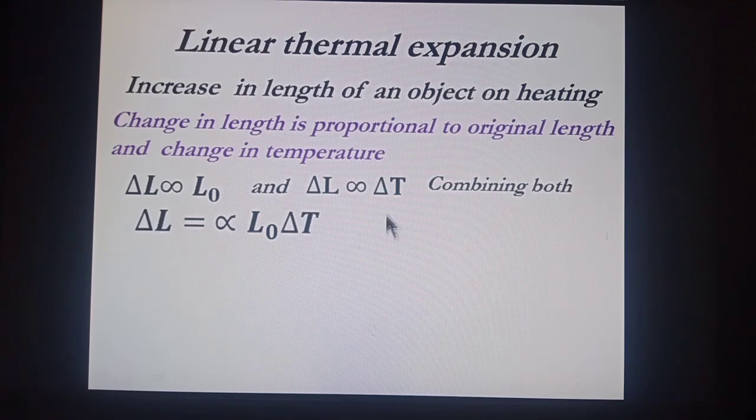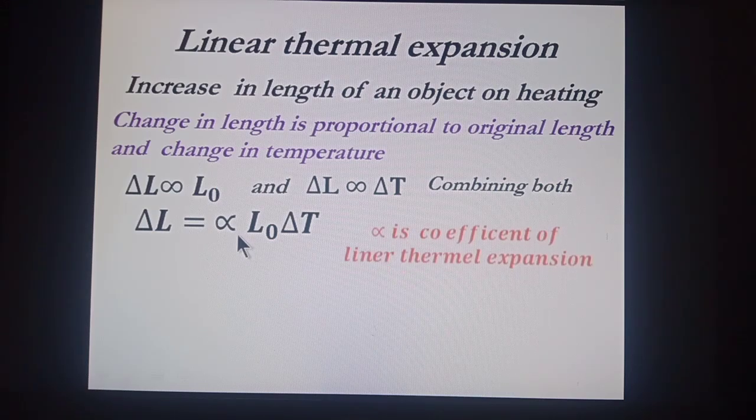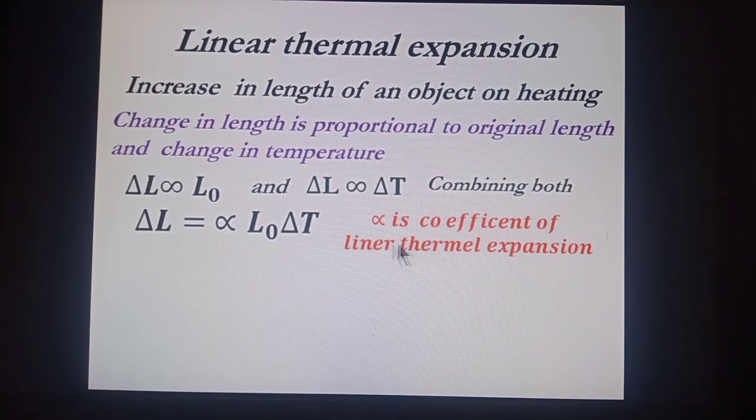Actually, we removed the sign of proportionality and we placed a constant alpha. Alpha is the constant of proportionality and it is called coefficient of linear thermal expansion. Its value is different for different materials. So the objects of different materials will expand differently for the same length and for the same change in temperature. So alpha depends upon the material of that object. So here we obtained this equation. Change in length is equal to alpha L naught delta T.